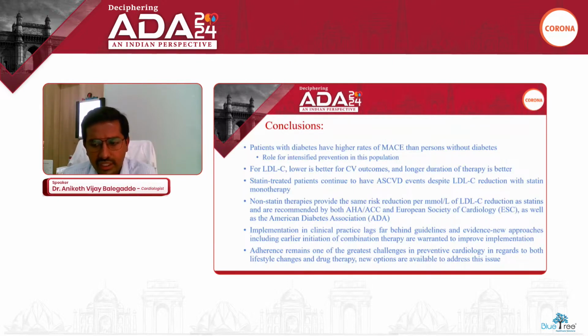So definitely we have to look into this subset of patients for very good prevention, be it primary prevention or secondary prevention. For LDL cholesterol, lower is better for cardiovascular outcomes, and a longer duration of therapy is better. Lower, faster, longer is the key in reducing LDL. Statin treated patients continue to have ASCVD events despite LDL cholesterol reduction with statin monotherapy. And that is when the newer therapies beyond statins have come into play: the role of bempedoic acid, ezetimibe, PCSK9 inhibitors, or inclisiran.